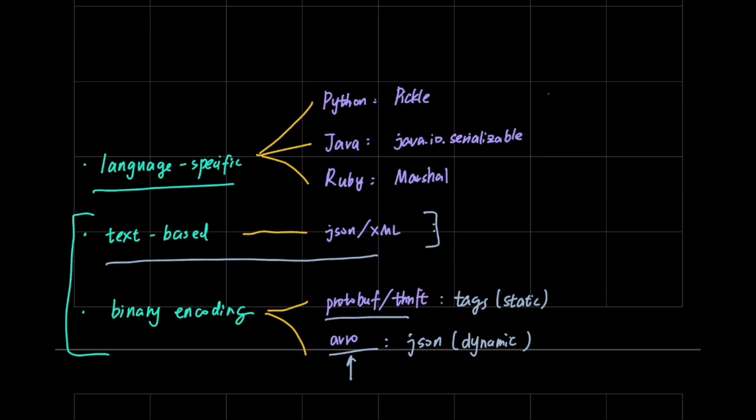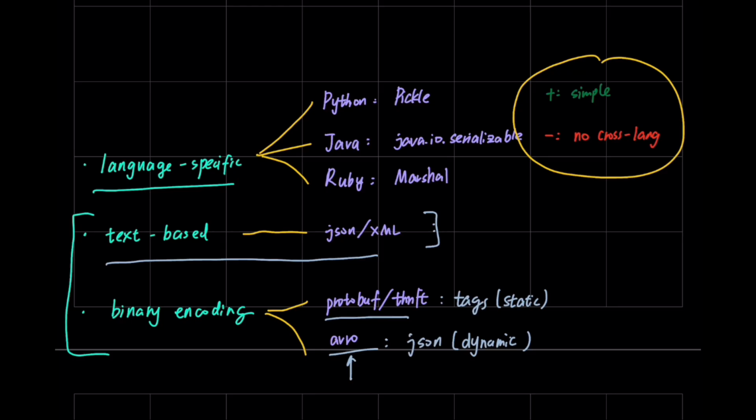So let's now do a summary. For language-specific encoding formats, it is relatively simple to encode, but the drawback is that it doesn't support cross-language encoding and decoding.